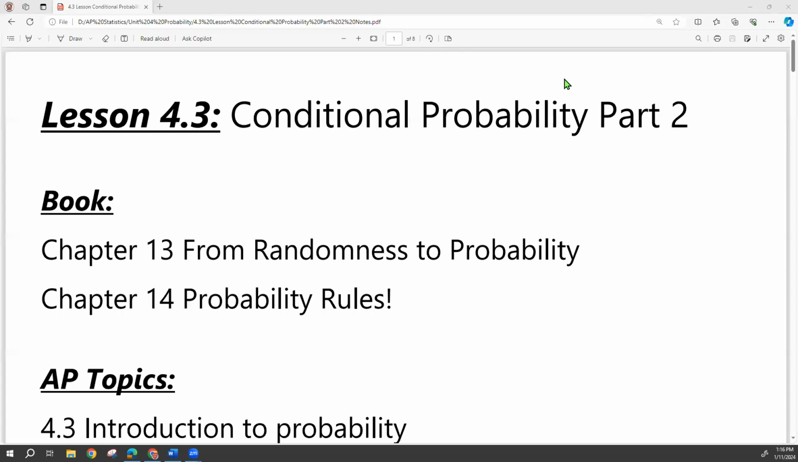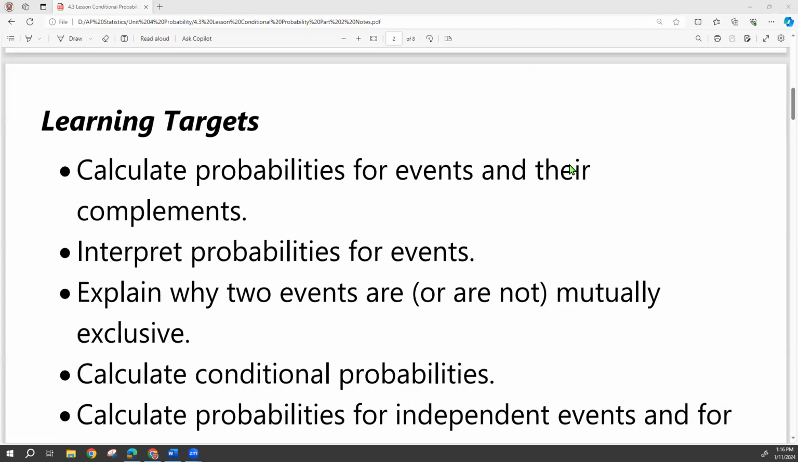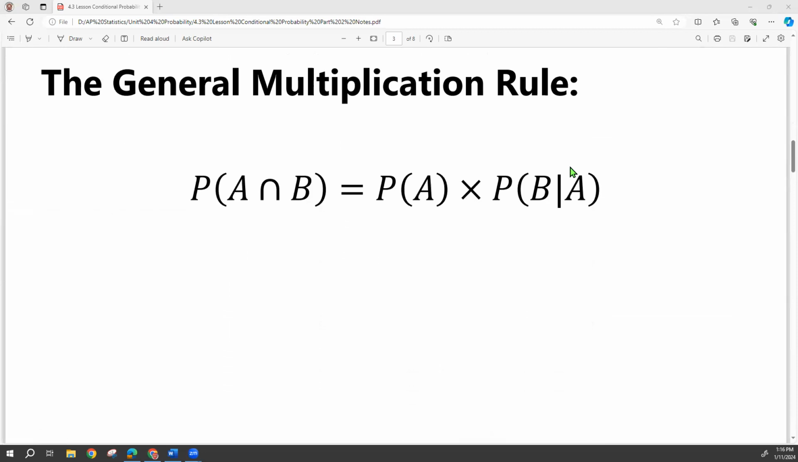Hey, all, today we're going to continue talking about conditional probability. And we're going to add on to what we did in the last lesson.